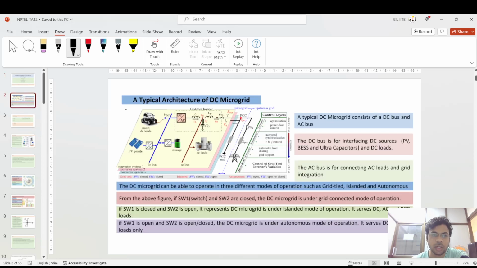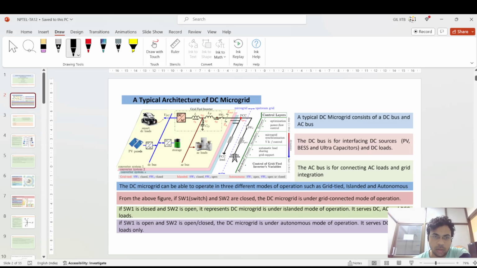Before starting the session, today's topics will be DC microgrid and some demonstrations. I will take some of the questions from these sessions itself, and other questions based upon that. Starting with the first topic, that is a typical architecture of the DC microgrid.